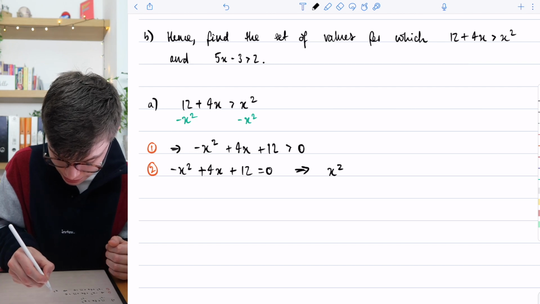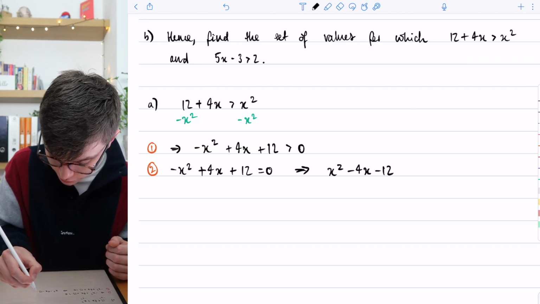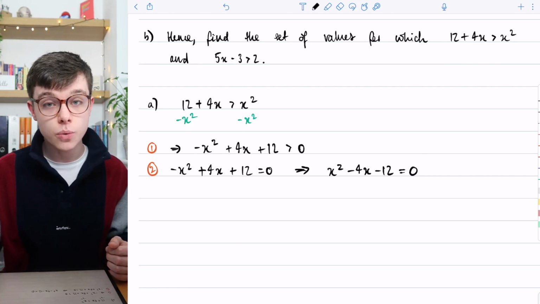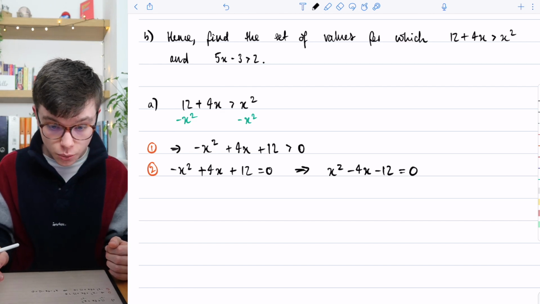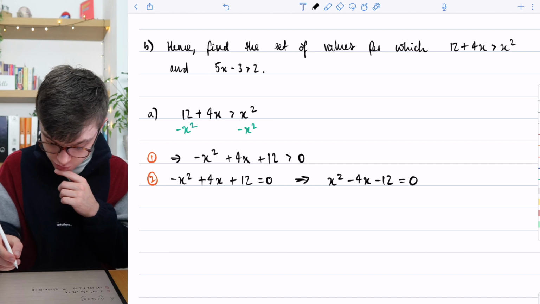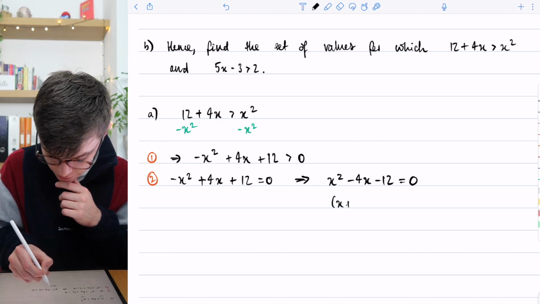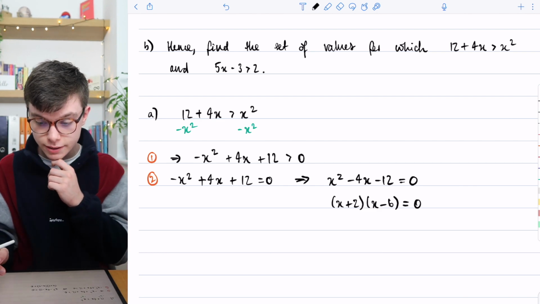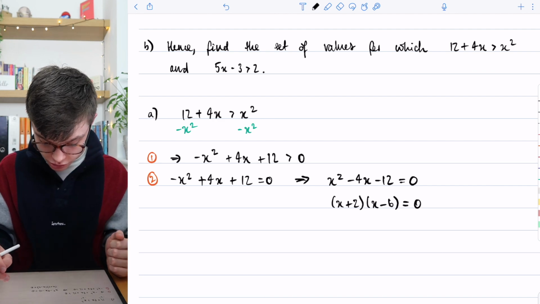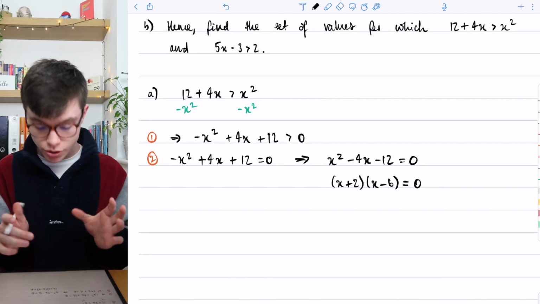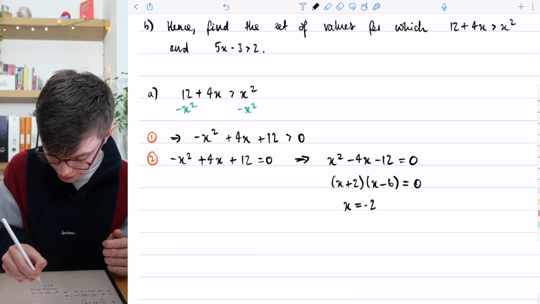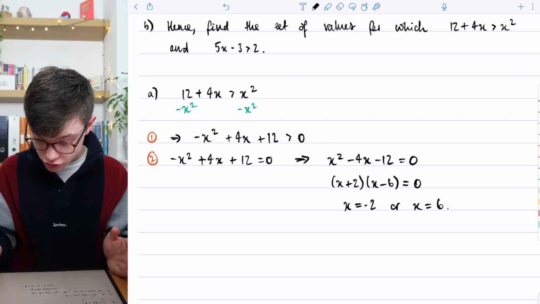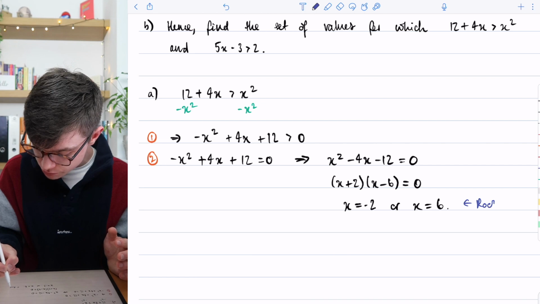So I'm going to get x squared minus 4x minus 12 is equal to 0. Right, now what I want to do is solve that quadratic. So solving that quadratic is going to give me this. Well, it factorises nicely. It factorises to give me that, and we'll just take it straight from the solution here. So the two roots of that quadratic are x equals minus 2, or x is equal to 6. Okay, so those are my two roots. And again, I'll write roots.